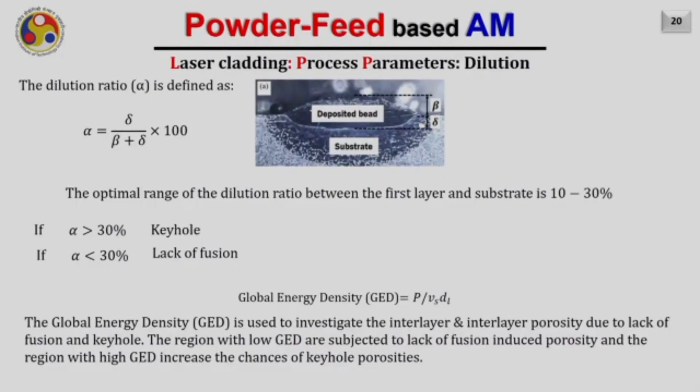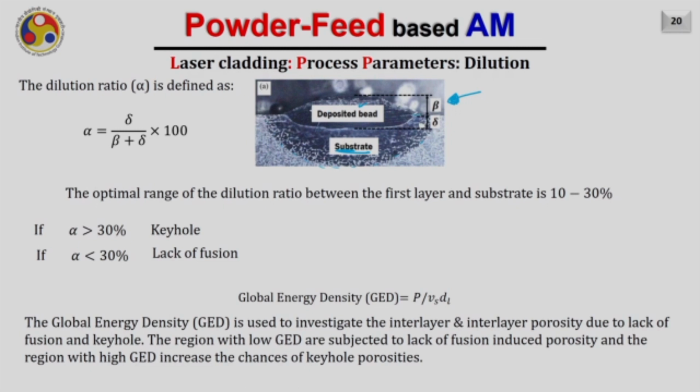Now let us discuss a few major defects in the powder feed AM process. The first one is porosity, lack of fusion and keyhole. These are all usually measured by something called the dilution ratio. This is a typical cross section of the deposited bead. Here this one is the deposited bead and this is the substrate, and what you are seeing here in black color on the substrate is possibly the HAZ, heat affected zone. Now our focus is on the deposited bead.